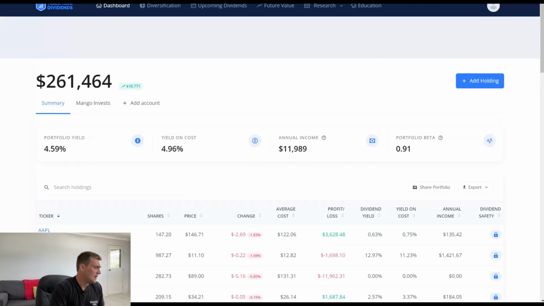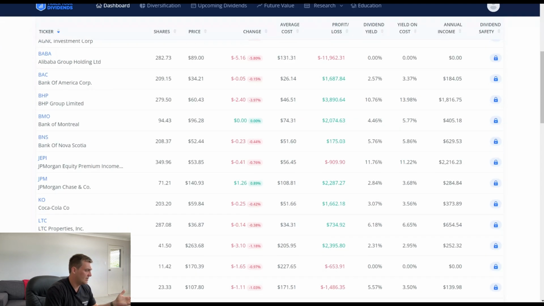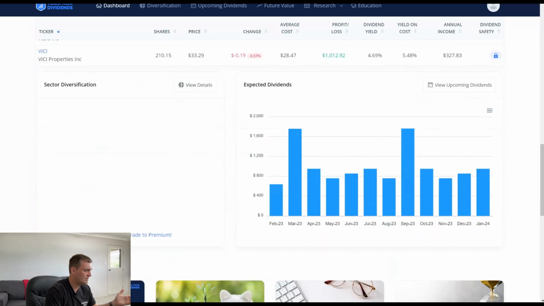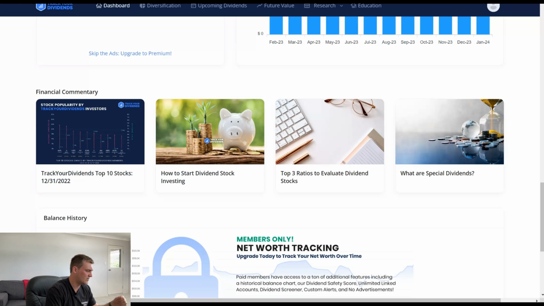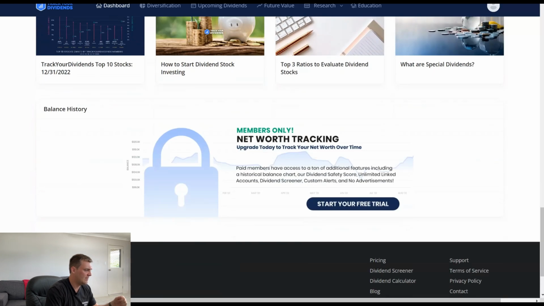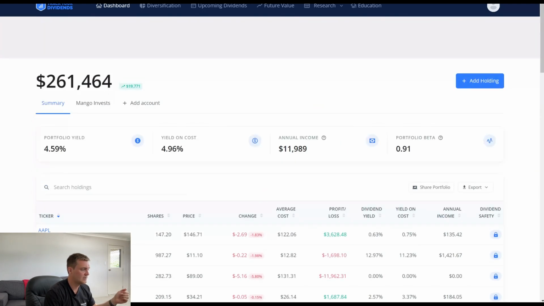So this is just the interface initially. You can come back down, scroll down, and it's got the expected dividends for the next year essentially. Down the bottom it's got some news, and this is just some extra stuff down the bottom that if you wanted to pay for, you can get the extra stuff here.